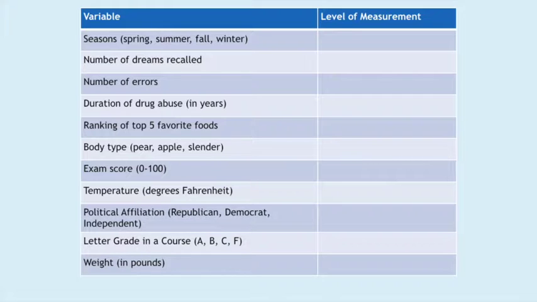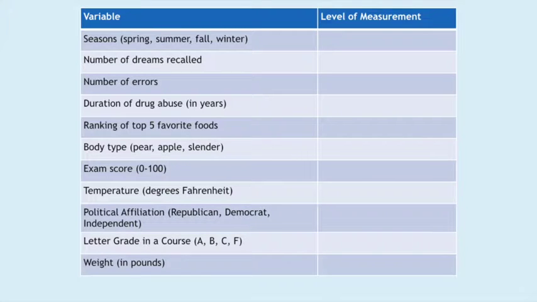Duration of drug abuse in years. So if you ask this question on a survey, how long have you been considered a drug abuser? Someone may respond 1 year, 7 years, 20 years. Those are some examples of responses. So what level of measurement would that be? Continuous. It's continuous because it's on a range of values that are numeric.